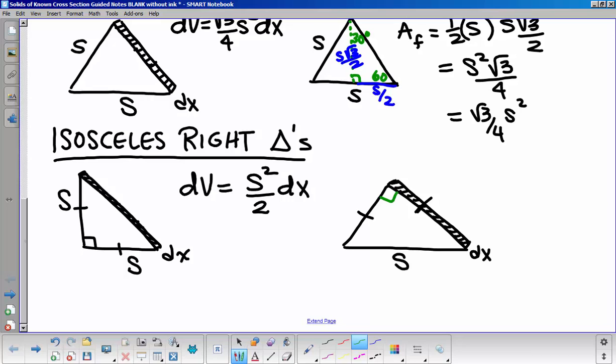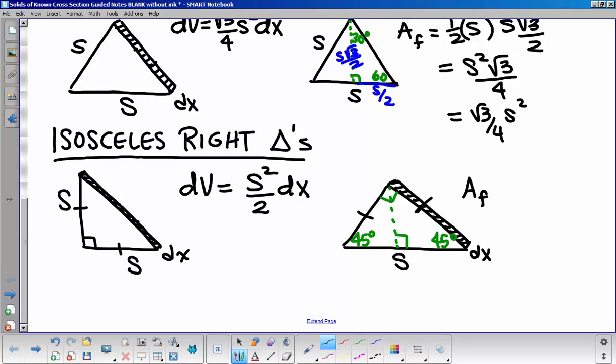The sides are congruent, the base angles opposite have to be congruent, and if this is 90 degrees, then the other two angles have to be 45. So 45-45-90 triangles are special, right? And I need the height. So we need to find the area of this.